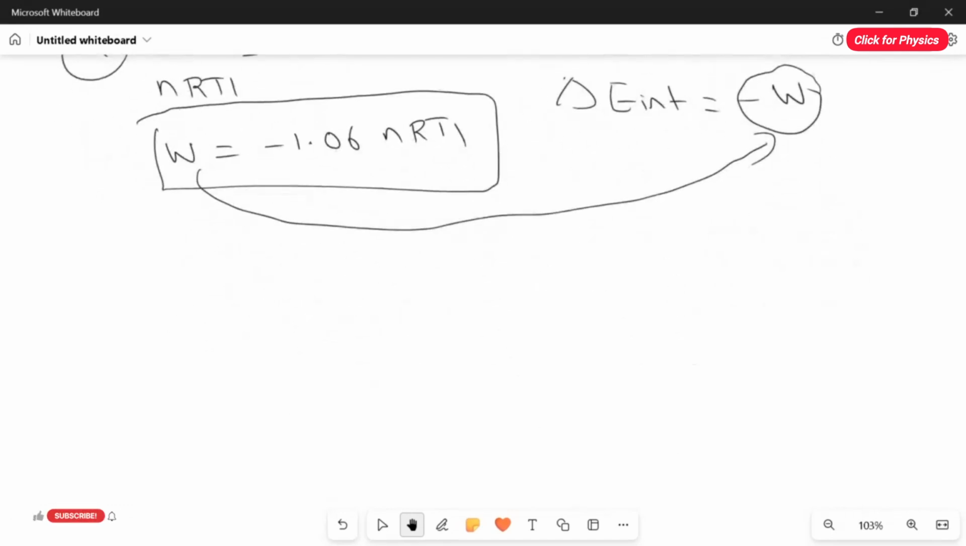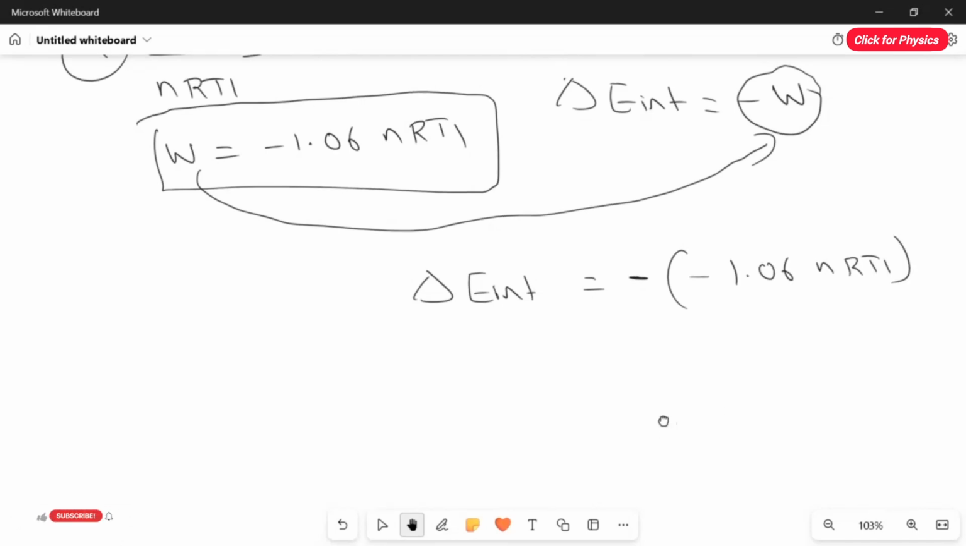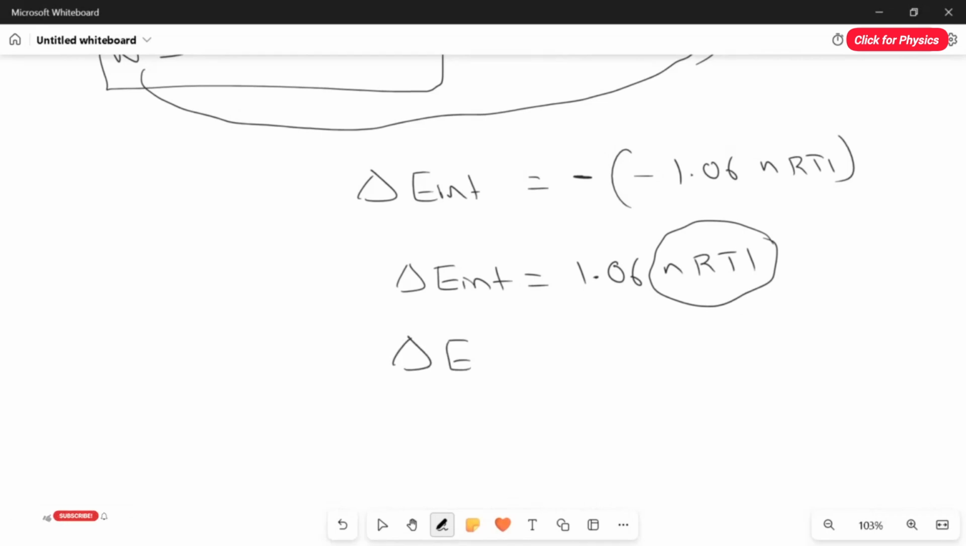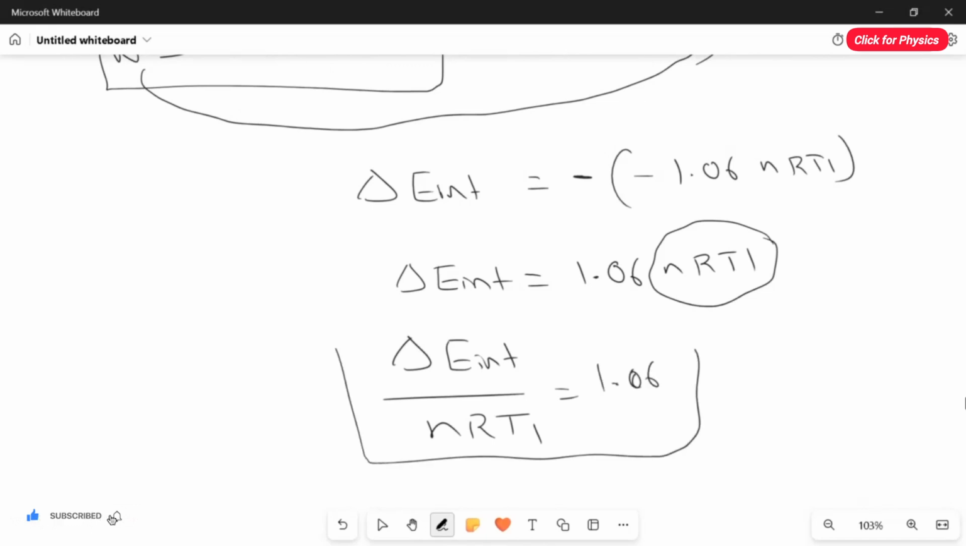So if you substitute, the change in internal energy is equal to negative, as we already have. What we have done here is negative of 1.06 nRT1. Minus into minus becomes plus. Therefore, the change in internal energy equals 1.06 nRT1. So we can move this nRT1 to the left-hand side. Therefore, the change in internal energy over nRT1 is equal to 1.06. So this is the answer for part N.